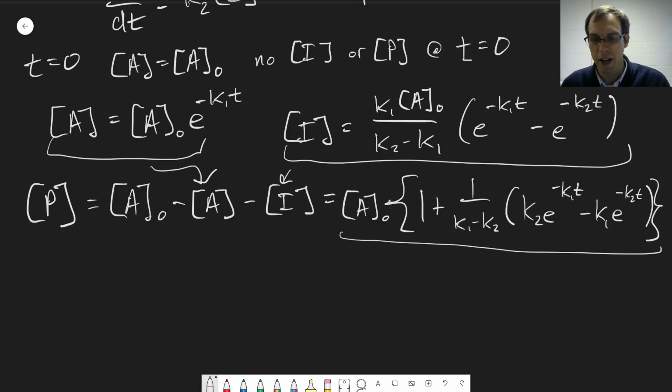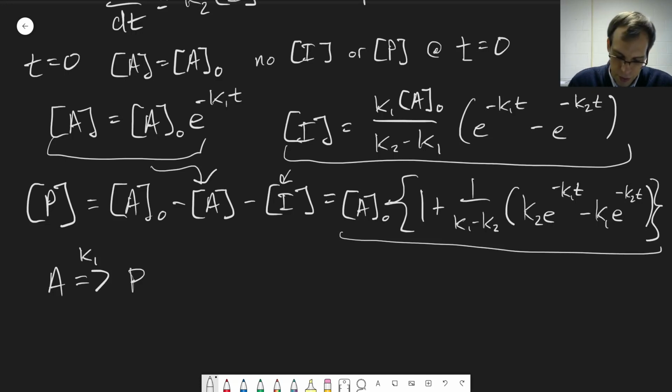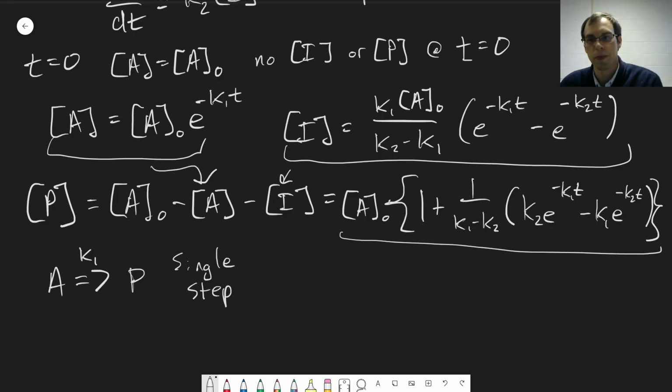So if we're looking at a reaction, we can maybe propose a mechanism like the one we were looking at, where we have an intermediate formed. But the question is, can we tell this apart from just a single step mechanism, where A just directly goes to product with some rate constant, K1, we'll call it. So this would be a single step mechanism, where we don't have any intermediate form. And can we differentiate this based on observations of concentrations over time from the mechanism where we have an intermediate formed?